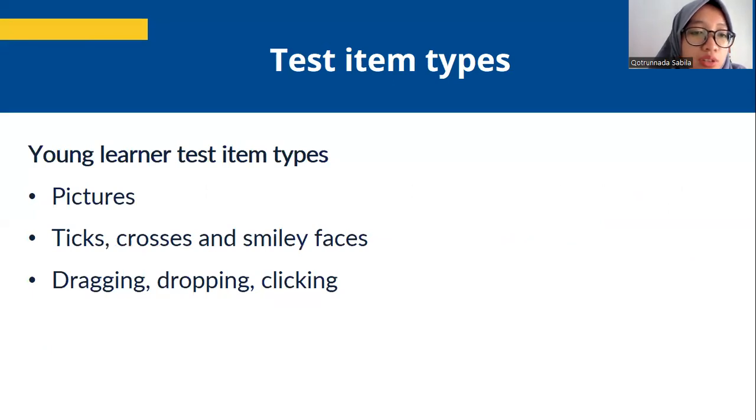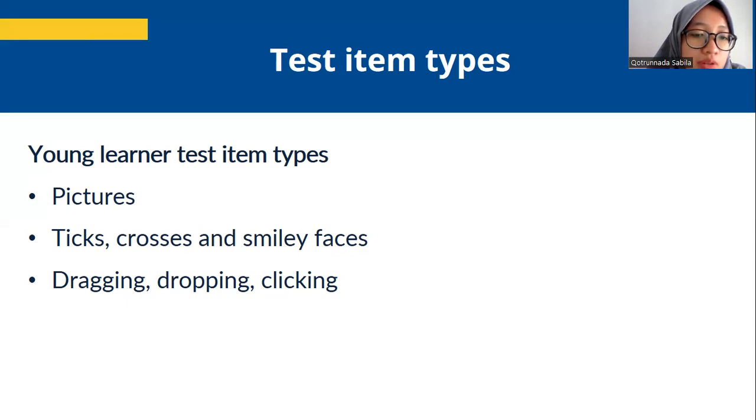And then young learner test item types. Testing young learners demands a different approach, whether the tests are computer or paper-based. Several items in the slide are all designed for young children, rather than older children and adults. The first is use pictures. The most obvious defining characteristic of young learner testing is the use of pictures.